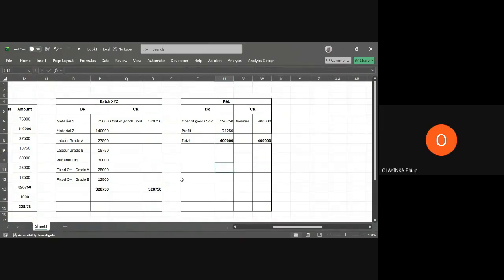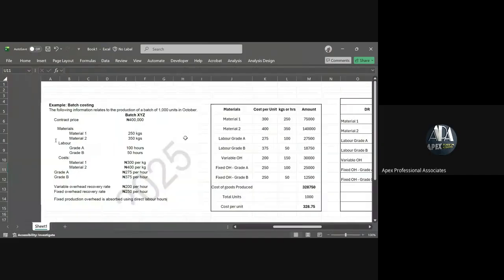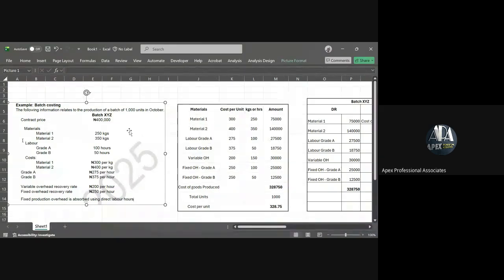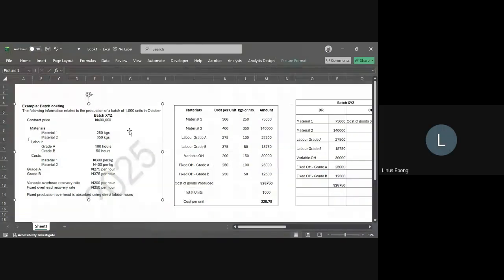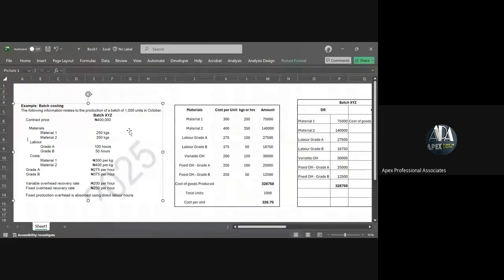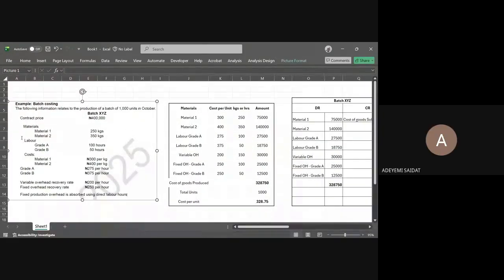Please, how did you get the 400,000, sir? Okay, so this is where the 400,000 is coming from. Contract price 400,000. Have you seen it now? Can you see it now? Yes, sir. All right. So that is where we got the 400,000 from.